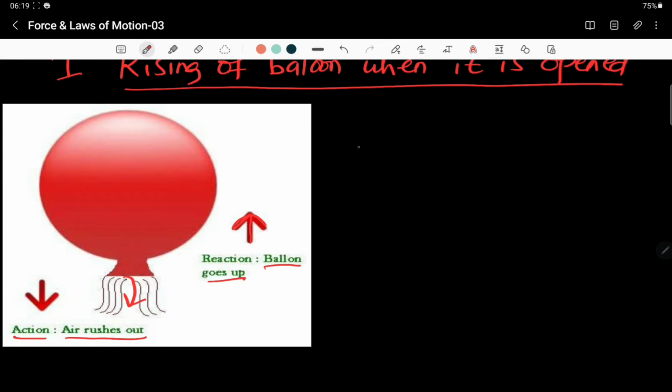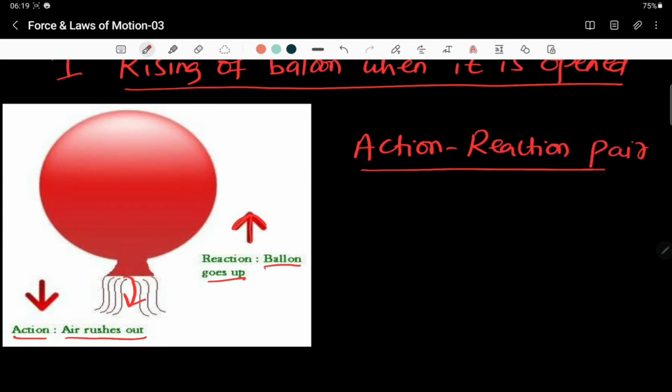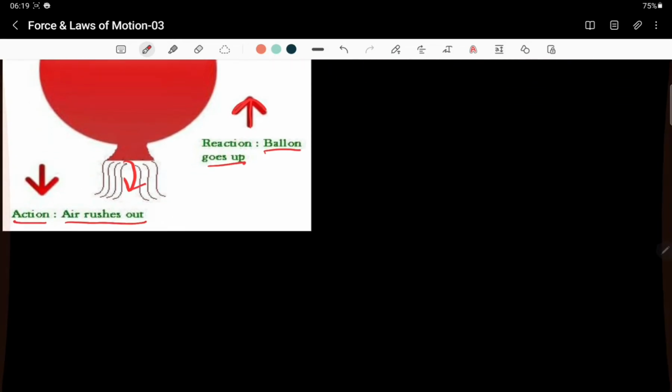All right, so again it is what? This is an action reaction pair, right? And we know that action and reaction are on different bodies. All right, so this is the first example.